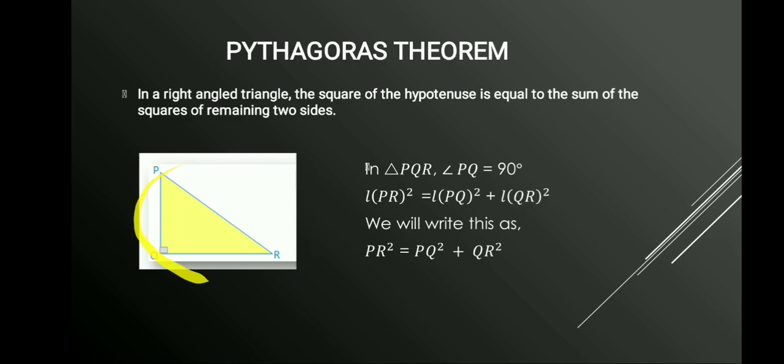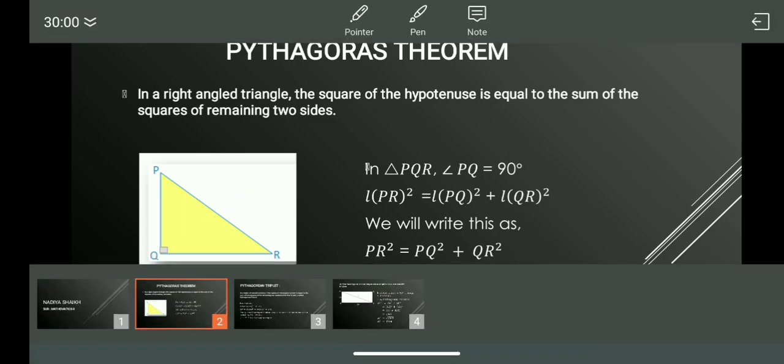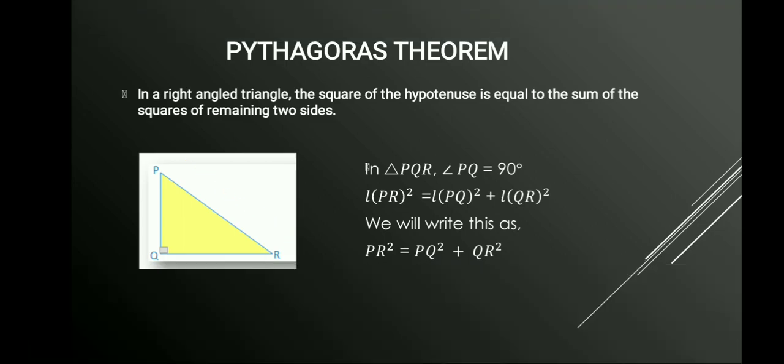This is right angle triangle PQR. Here there is 90 degree at angle Q. The side opposite to 90 degree is the hypotenuse, so PR is our hypotenuse. PQ and QR are the two sides making the angle of 90 degree. In triangle PQR, angle PQR equals 90 degree. How is angle PQR 90 degree? Because it is a right angle triangle.